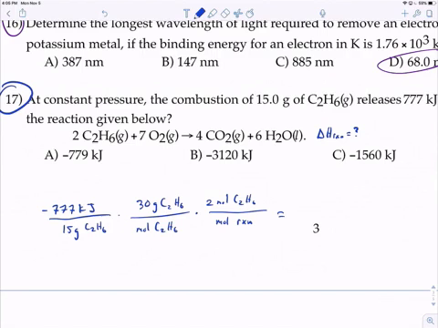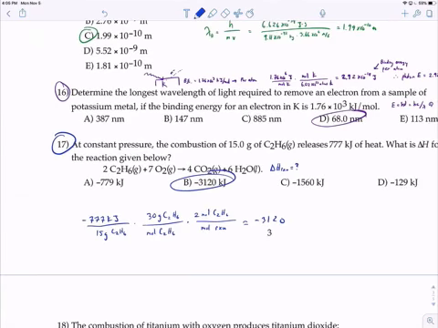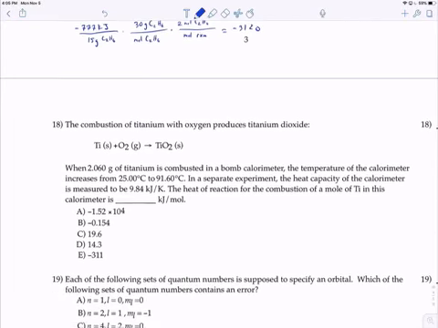Not quite 800, multiplied by 4, is going to be minus 3120. I can put it in the calculator if it makes you feel better. So does this make sense? Okay.